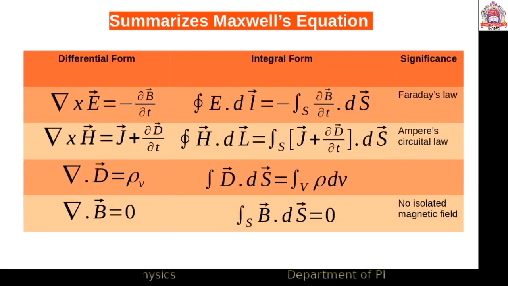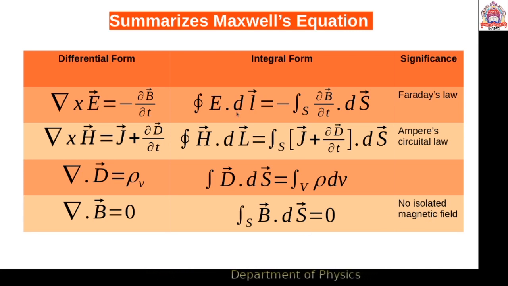This is the summary of Maxwell's equations. In the first column, we have the differential form. In the second column, the integral form of Maxwell's equations and their corresponding significance. So first, differential form: del cross E is equal to minus dou B by dou t, Faraday's law. Del cross H is equal to J plus dou D by dou t, Ampere's circuital law. Del dot D is equal to rho v, the Gauss law for electric field. Del dot B is equal to 0: there is no isolated magnetic charge.